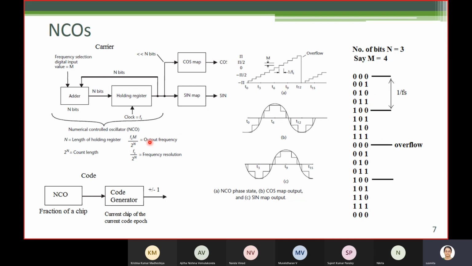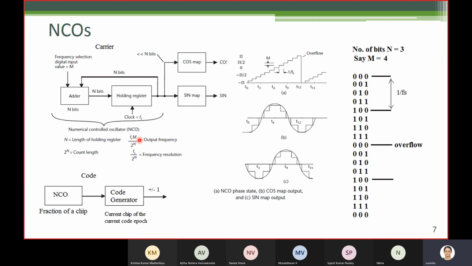Now in general, the output frequency is related to M and n by Fs times M by 2 to the power n. You just substitute for M and n. In this case n is 3, so 2 to the power 3 is 8, M is 4, so 4 by 8 Fs, which is Fs by 2. And from the example also we saw that the frequency is Fs by 2. So for this particular combination the output frequency is Fs by 2.